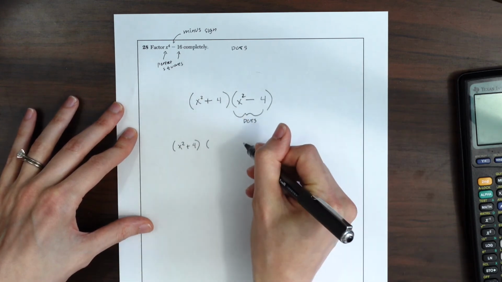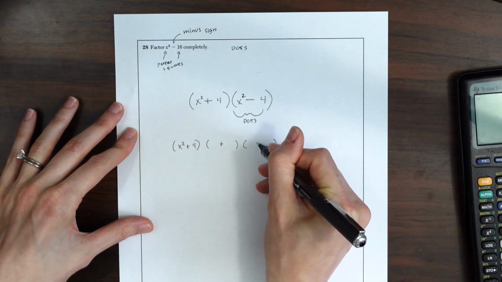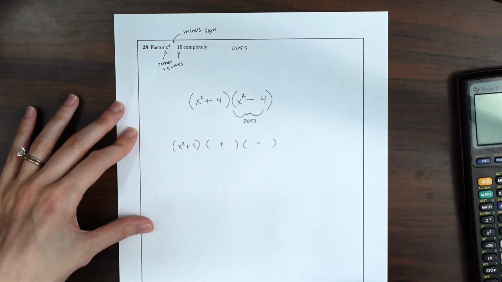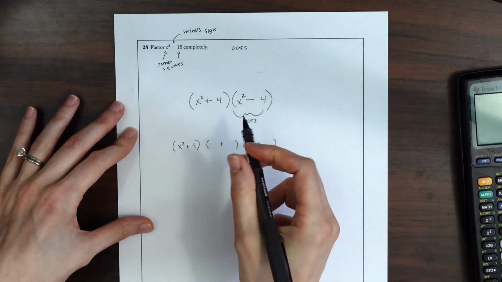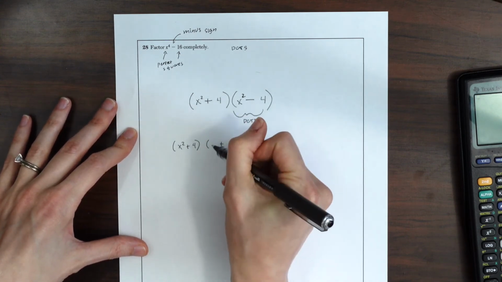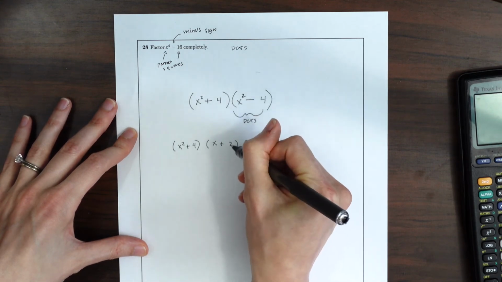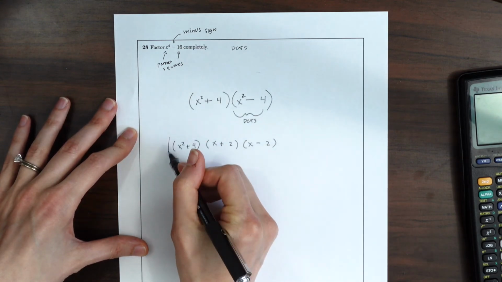So we'll do the same exact thing where we make a double bubble, a plus sign and a minus sign, and then we're going to take the square root of each term. So the square root of x squared is just x, and then the square root of 4 is just 2. So then this is our final answer.